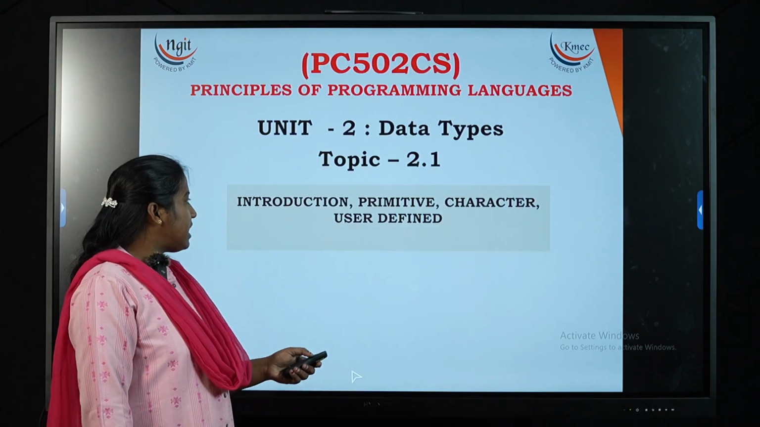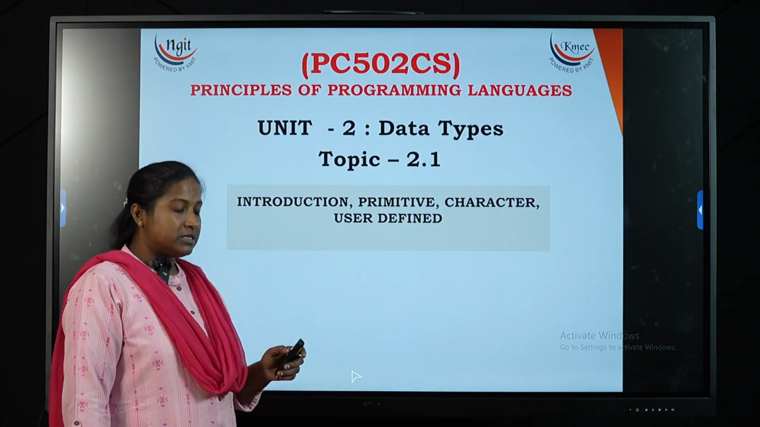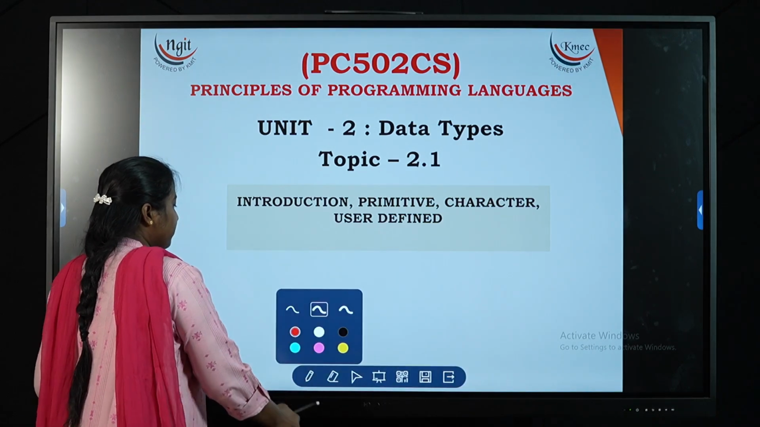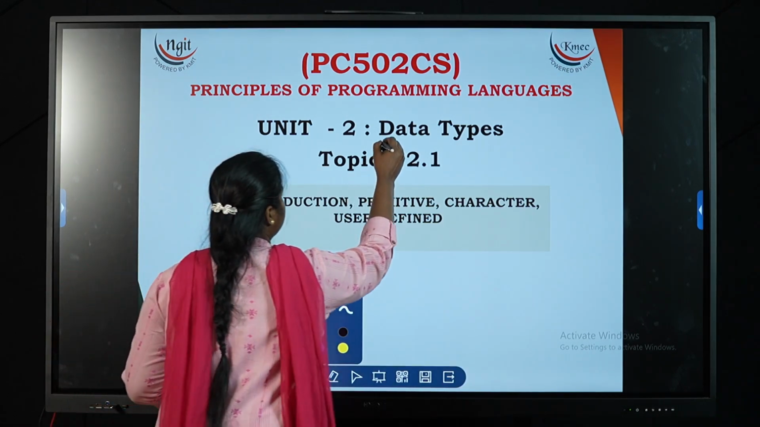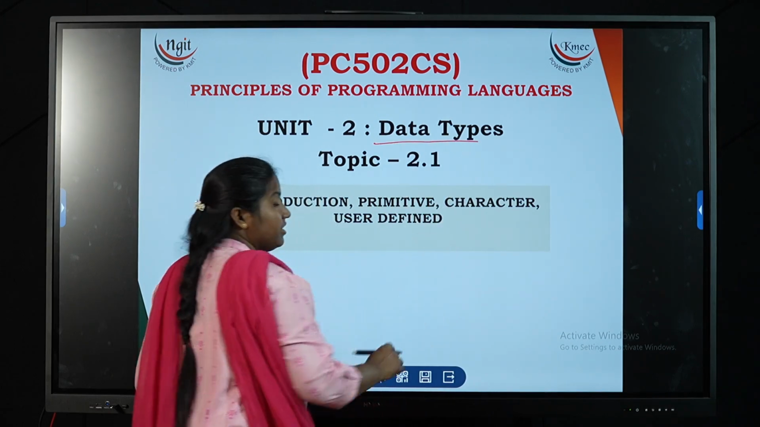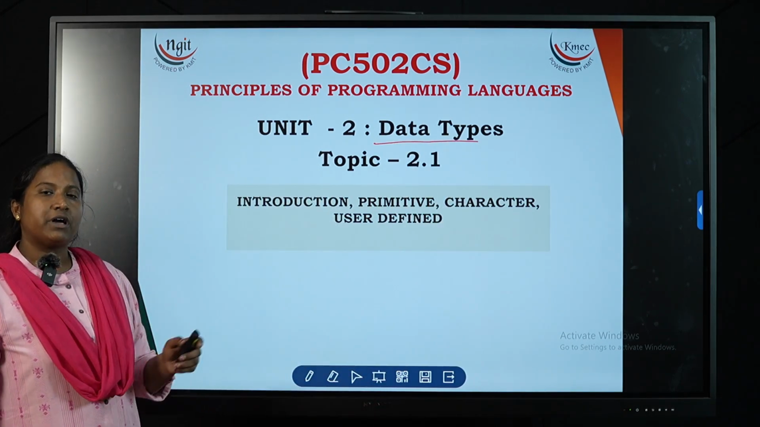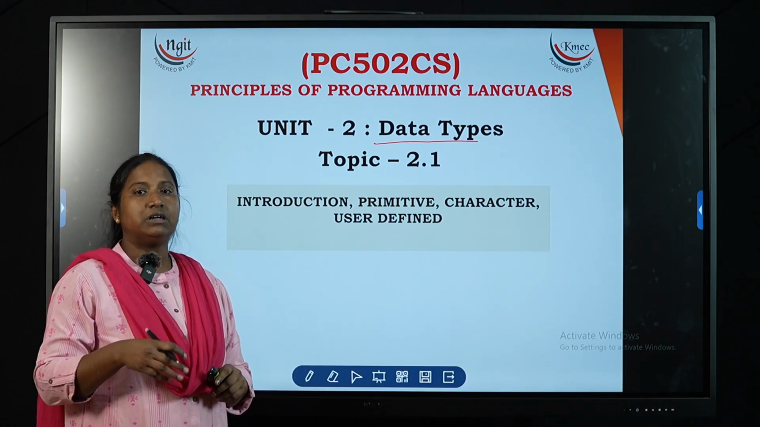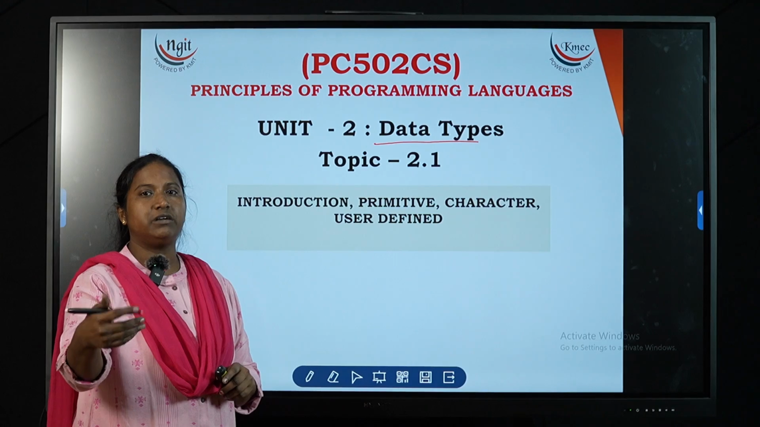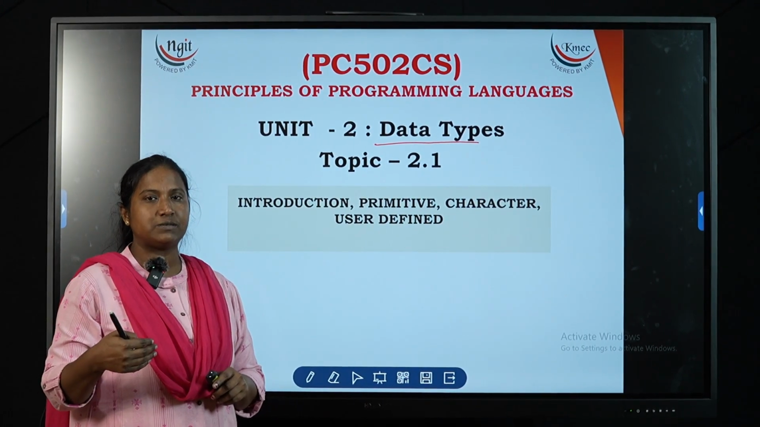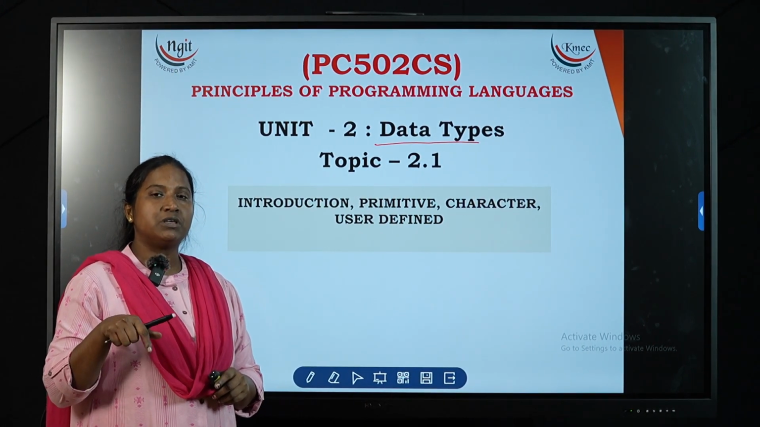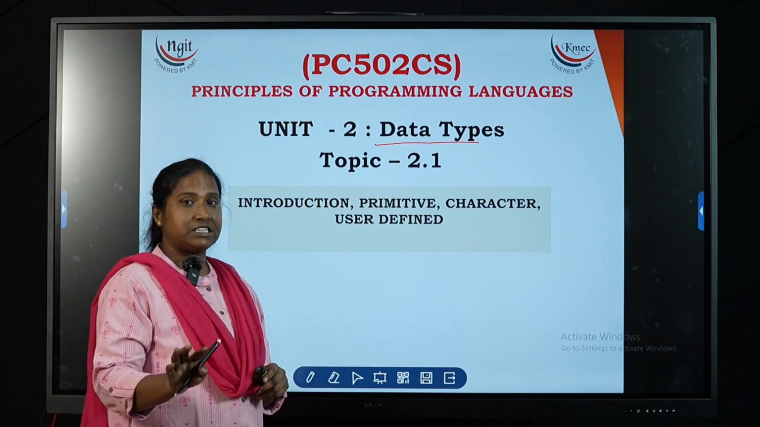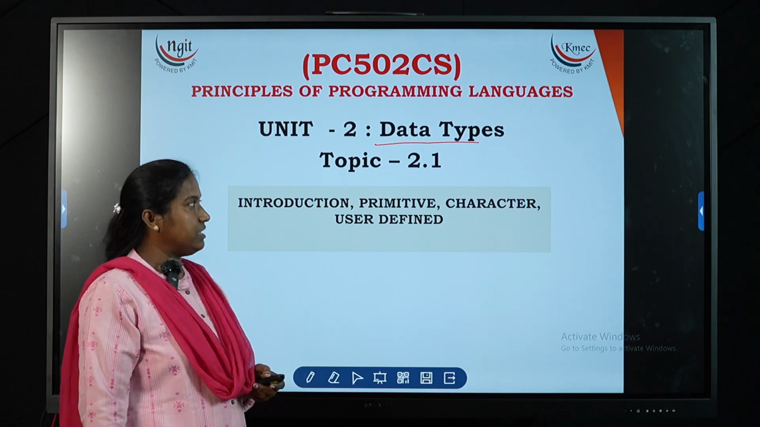Today we're going to start the second unit. The second unit is all about data types. We are very much aware of the data types we have in programming languages. But with regard to the principles of programming languages, we will learn about the data types that exist in the respective programming languages and the design issues we can consider for data types. Now let's get started to know more about data types.